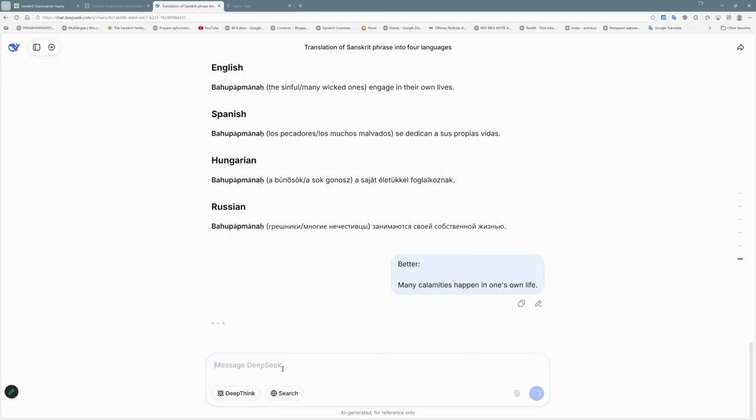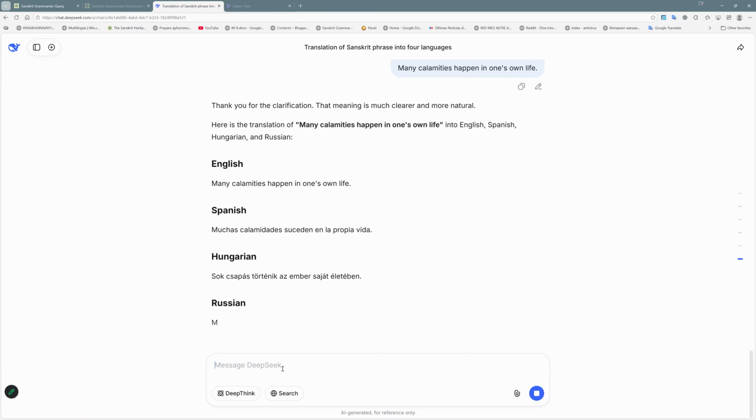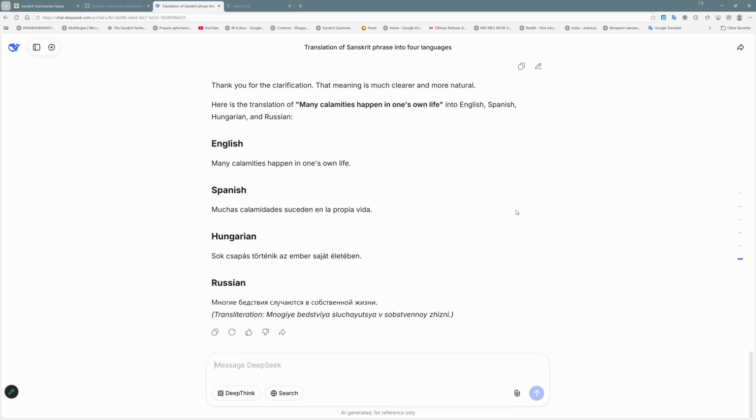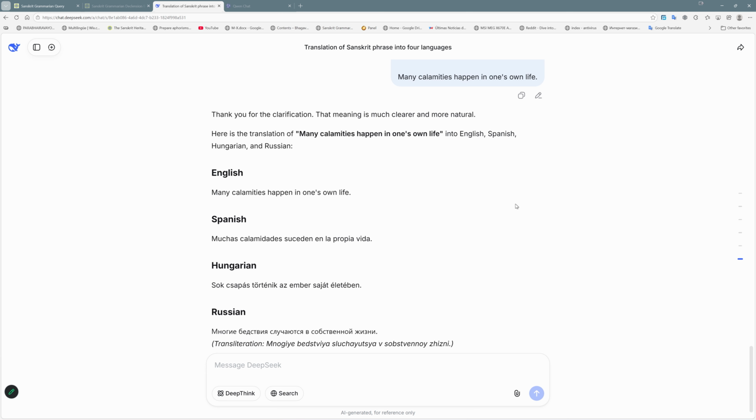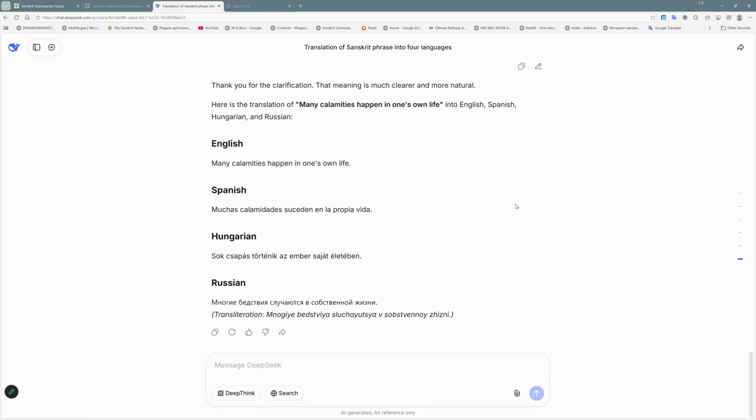So we'll see. Thank you for the clarification. That meaning is much clearer and more natural. Oh, really? Here the translation, many calamities. Thank you for the clarification. Yes, you need a clarification, DeepSeek. In fact, you need to train more Sanskrit, yes, to learn better, because for now it's a little crappy. Many calamities happen in one's own life. Muchas calamidades suceden en la propia vida.